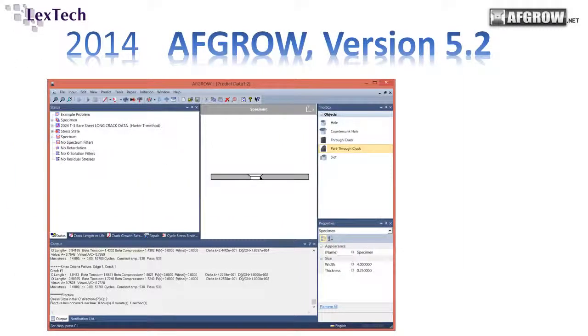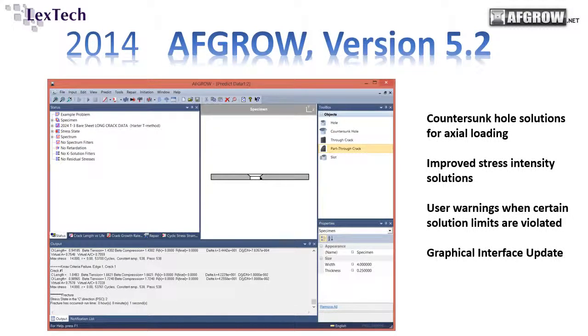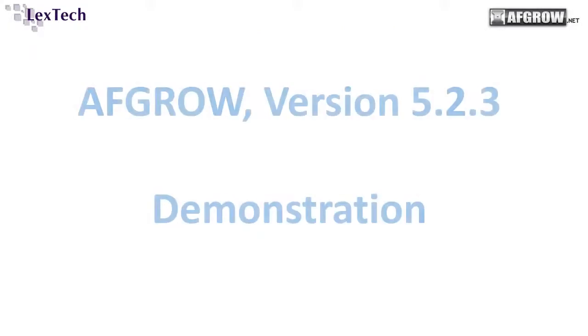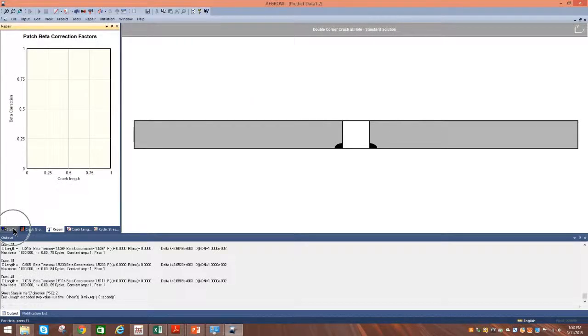In 2014, version 5.2 was released. It was a big change because we had updated the entire graphical user interface, and we included the stress intensity factors for countersunk holes. Also, we included warnings when certain solution limits were violated. Now the version 5.2.3 demonstration follows.